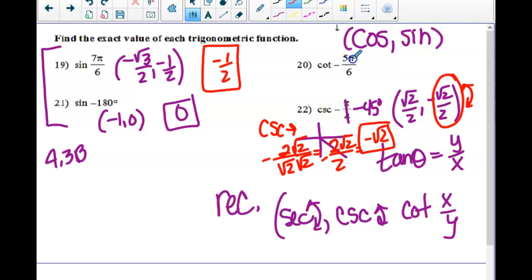If you change this to degrees, you get negative 150. Where's negative 150? Well, you could add 360 and you'd be at 210. Is that right? 360. I can't even write a 6. Okay, so tell me the ordered pair at 210. Negative 1/2, negative square root of 3 over 2, or do I have that backwards? I'm backwards.